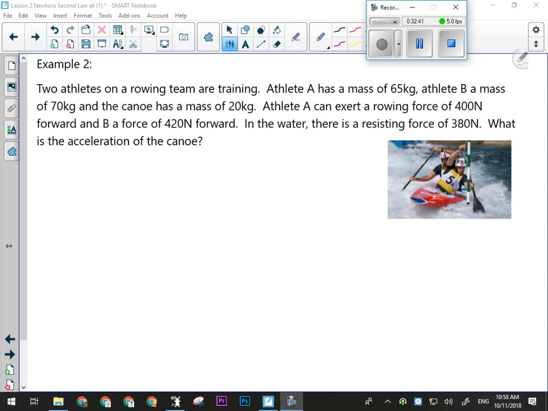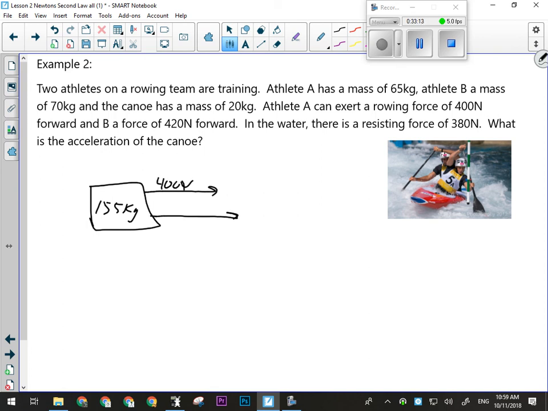All right, let's look at the free body diagram for this one. Okay, relatively straightforward free body diagram. The only trick here is that we have to remember to add the mass of the athletes and the canoe together, because all of that is being accelerated, not just the canoe. Right, so we have 65, 85, 155 kilograms, okay, as our total mass there, the 2 athletes as well as the canoe. And then we have that one athlete is rowing forward with 400 newtons. One athlete is rowing forward with 420 newtons, okay? And there's a resisting force in the water of 380 newtons acting straight backwards, right? So there's my free body diagram.